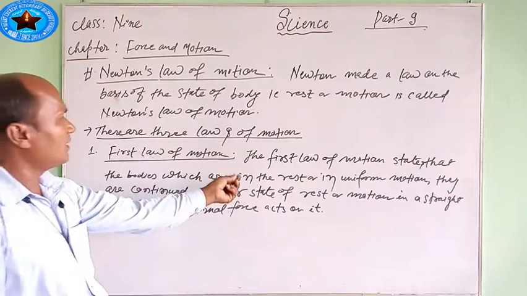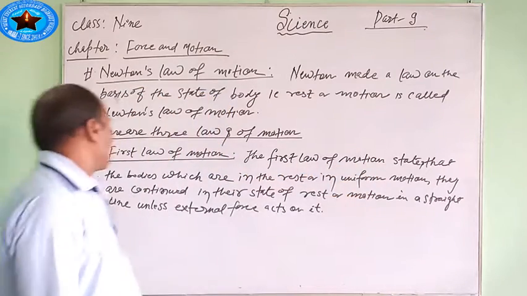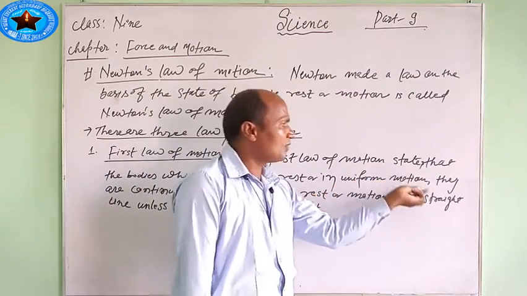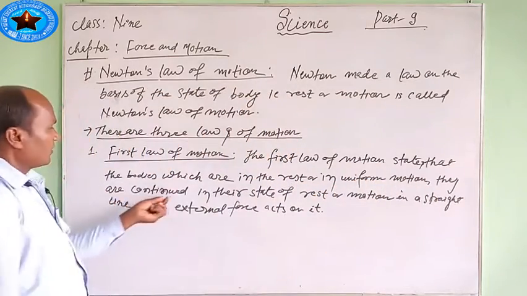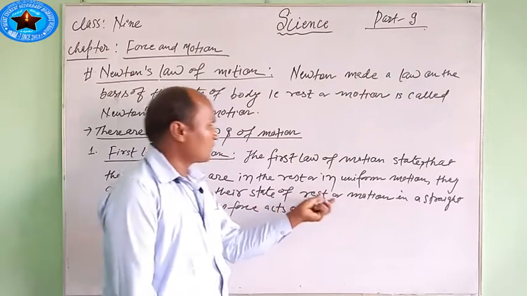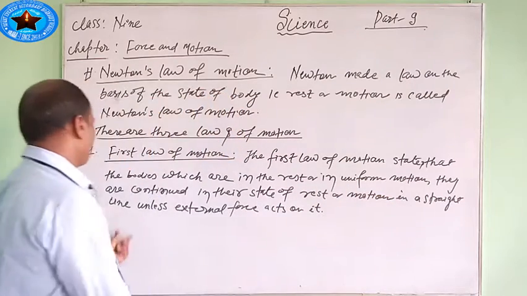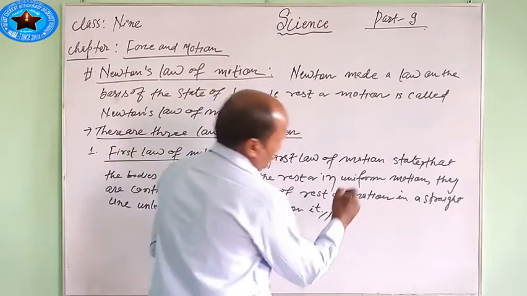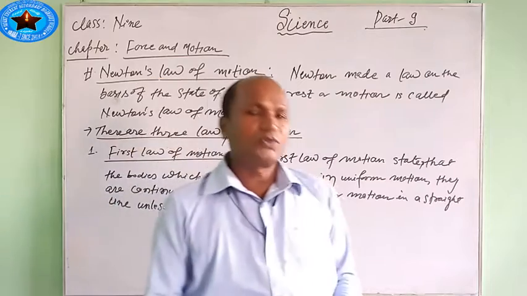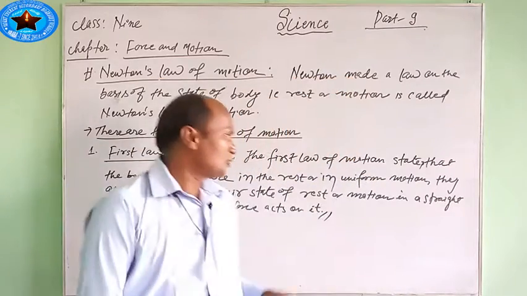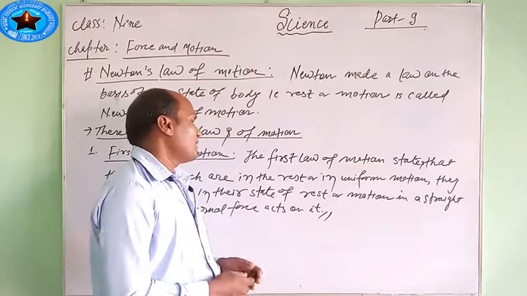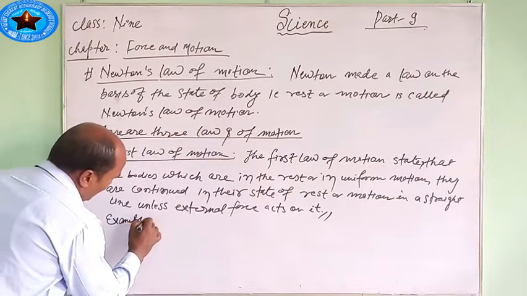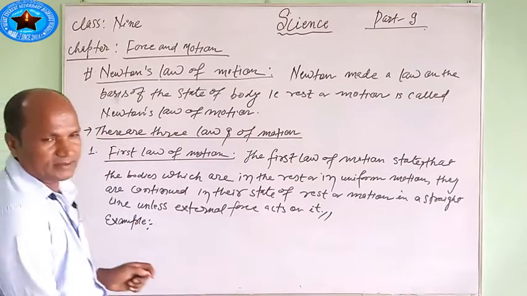Again, read this. The first law of motion states that bodies which are at rest or in uniform motion continue in their state of rest or motion in a straight line unless an external force acts on them. This law is called the first law of motion. I will give you an example of this first law of motion. There are many examples of this one.